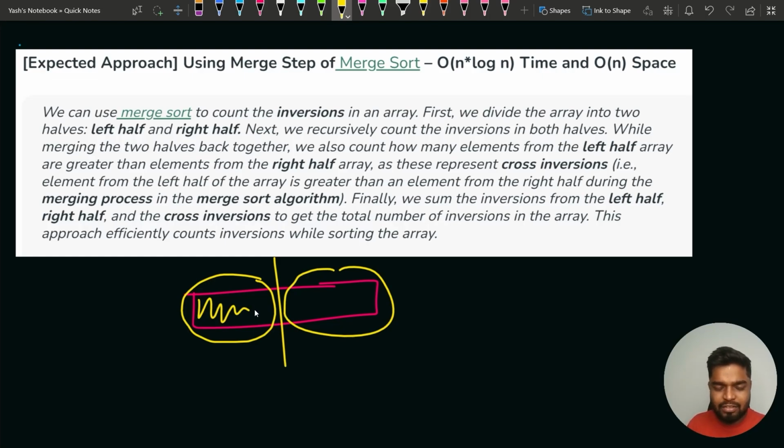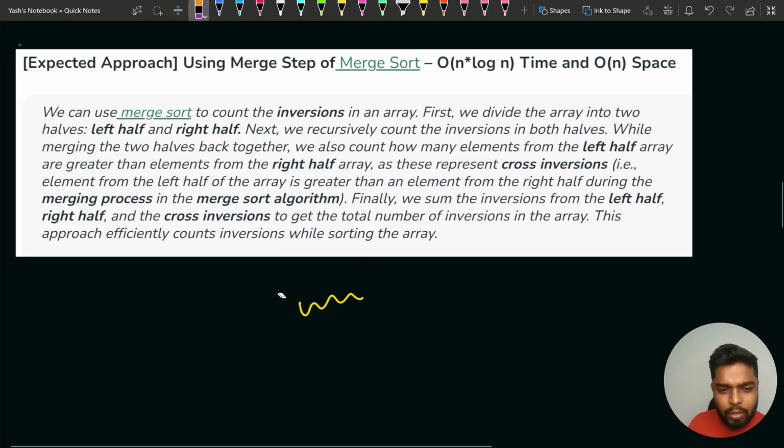Initially you had the whole array, and you divided it into two halves. For the left array the same process will be applied, and for the right array also the same process will be applied. The inversion count for the left half and the right half would be done. After that, you have to merge both the sorted arrays. We also count how many elements from the left array are greater than the elements on the right array, as they represent the cross inversions.